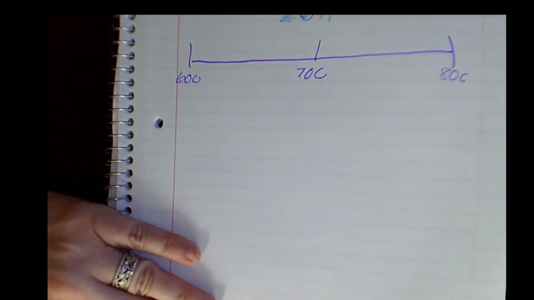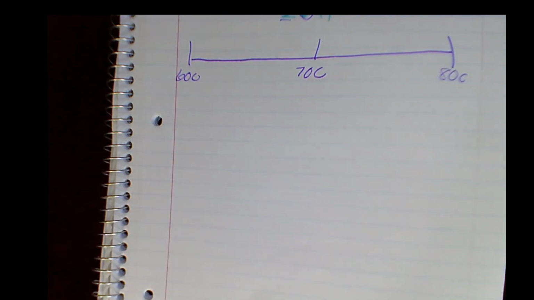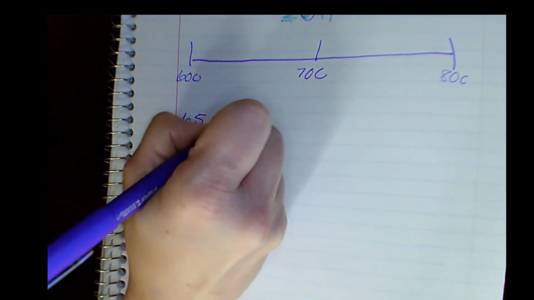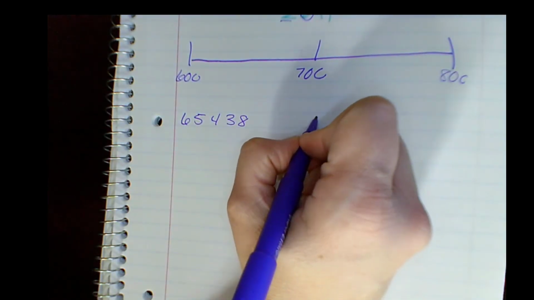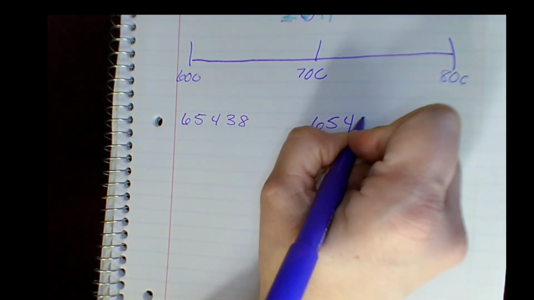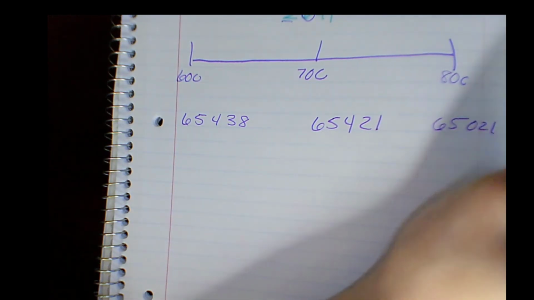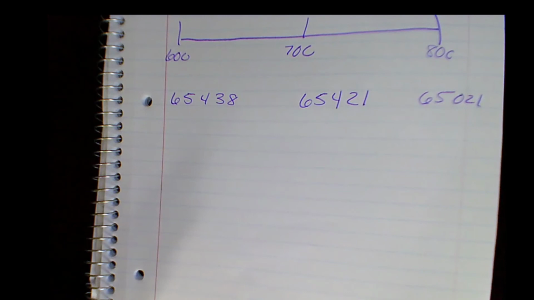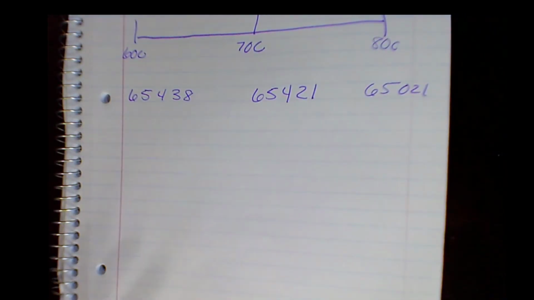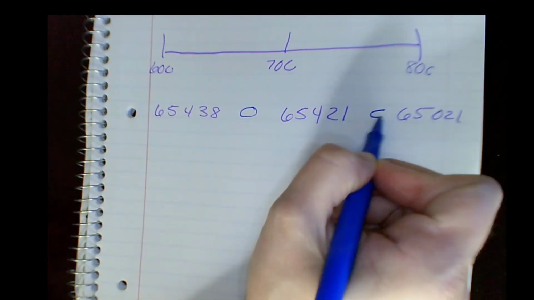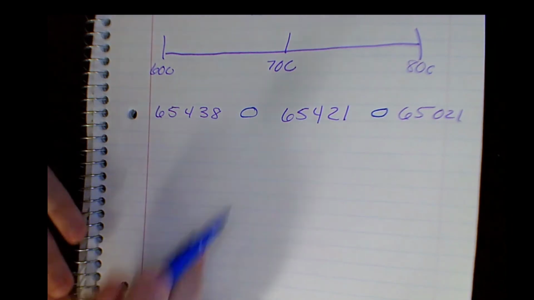Now, let's go ahead and do a larger number. This time we're going to do 5-digit numbers. Okay, so now we have 65,438, 65,421, 65,021. I have my circles in between the numbers. And now I'm going to draw my number line.